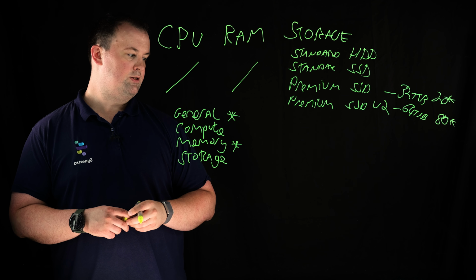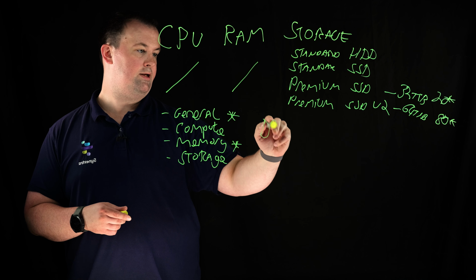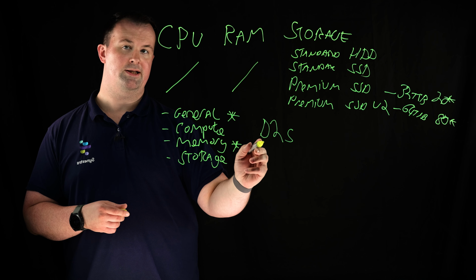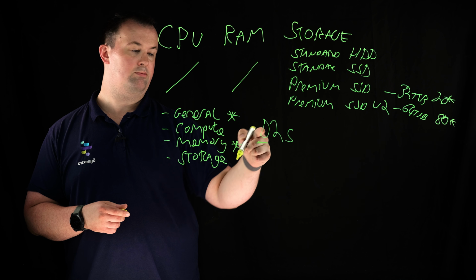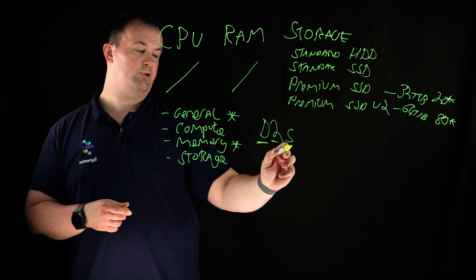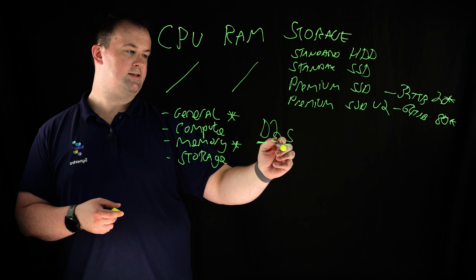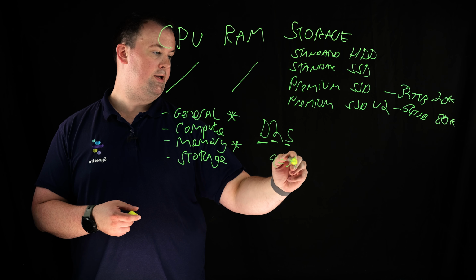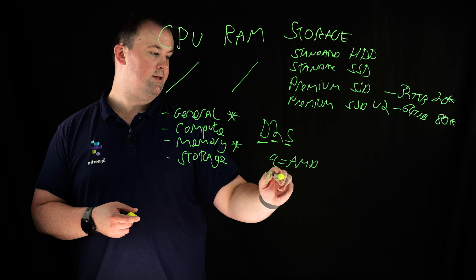Now the other thing is there's lots of different letters and numbers like a D2S. D is the machine series, so that's like the classification. D would be general. 2 is 2 CPU cores, and S means it supports premium storage. Then there's all sorts of other letters, like for example, A is AMD processors, P is a temp disk.